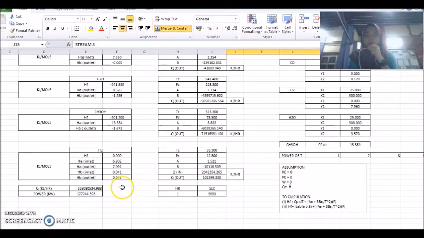So the final energy balance we get is this. The Q, which is the heat in units of kilojoules per hour, we get this value, 63808.0534.988, and the power in units of kilowatts, we get around this value. So this is the final energy balance we get.